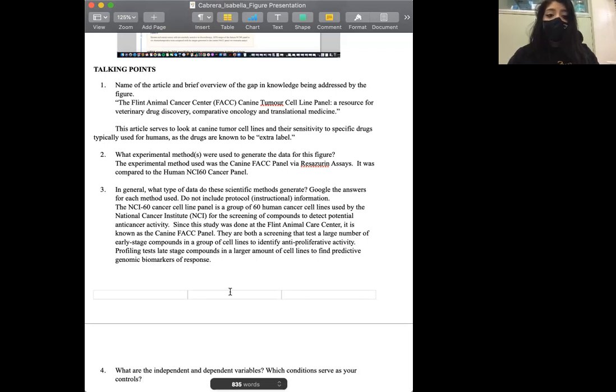So from there, that's when they decided to do the canine FACC panel, which is the Flint Animal Care Center panel. And again, it is a screening test that looks at the early stage compounds in a group of cell lines to identify anti-proliferative activity, as well as looking at larger amounts of cell lines to find predictive genomic biomarkers of response.